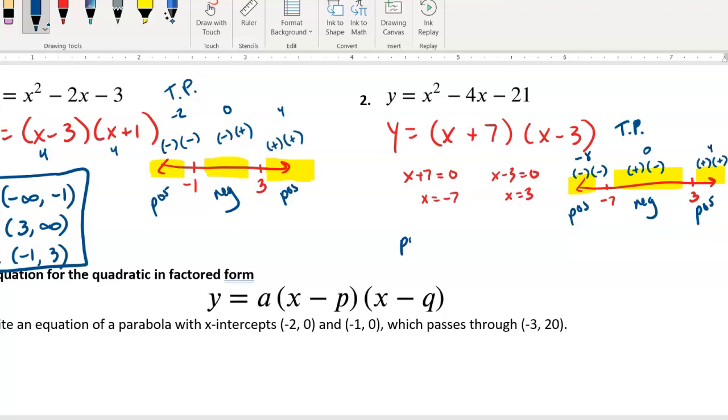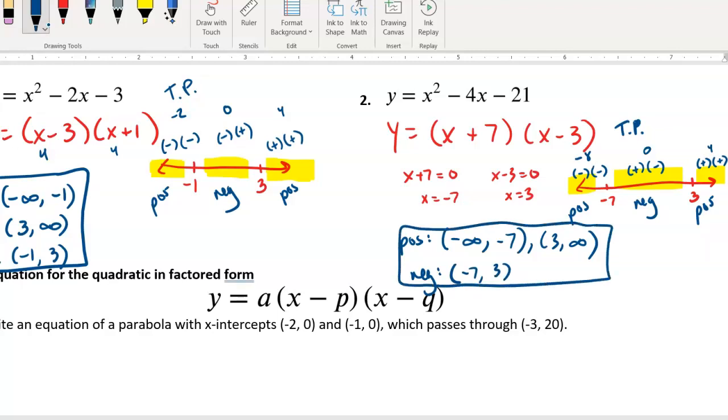So the intervals where the graph is positive is from negative infinity to negative 7, and also it's positive from 3 to infinity. And it's negative in the middle from negative 7 to 3. So without looking at a graph, that's how we can see where the graph is going to be positive or negative. The intervals goes back to what we did back in chapter 1.